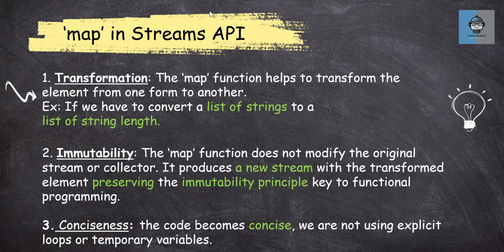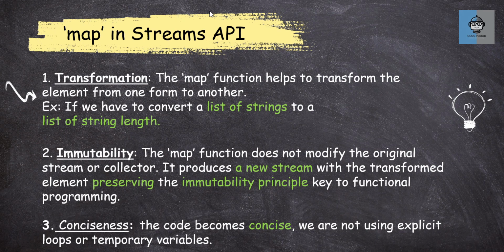The very first one being transformation. As in the program, we saw that we are converting one element into its square. So we are changing the form of it. Similarly, if we have a question where we have to convert a list of strings into a list of the strings' lengths, we know that map will come into the picture and it will be of great help, right?